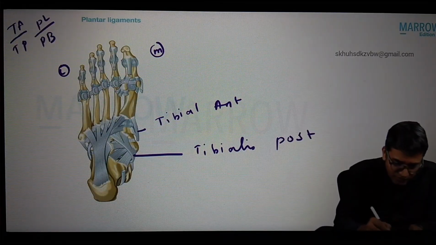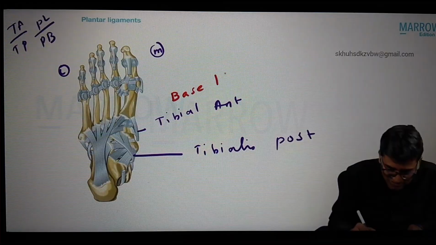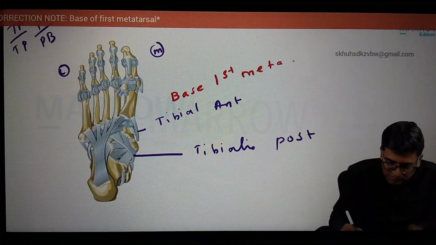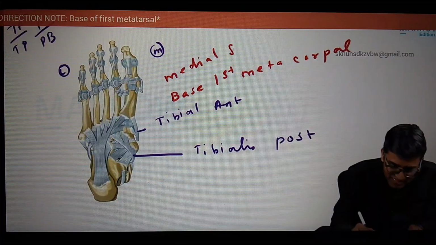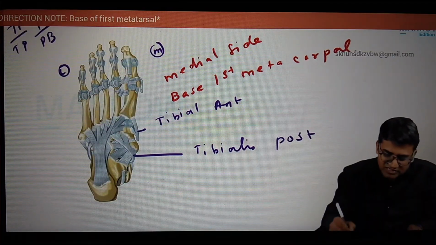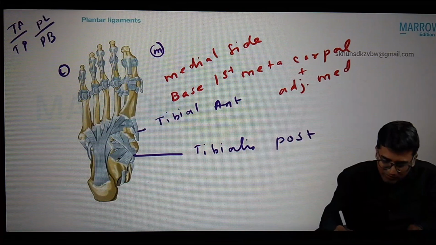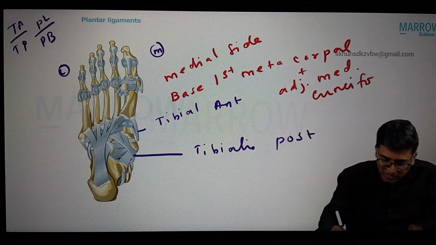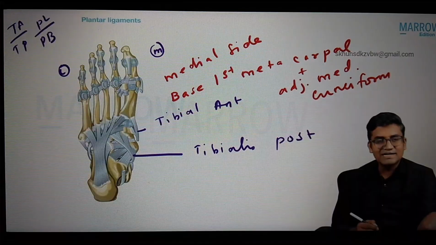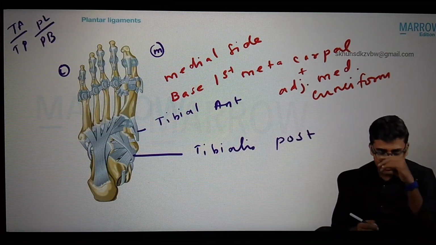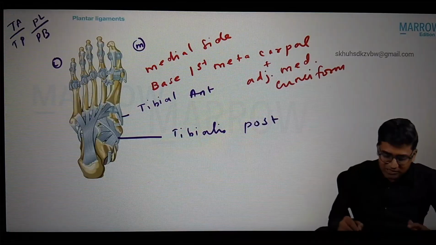Now, the tibialis anterior tendon attaches to which bone? The base of first metatarsal bone, on the medial side, and the adjacent medial cuneiform. The tibialis anterior is attached to the medial side of the base of first metatarsal bone and adjacent medial cuneiform. Now, what about tibialis posterior?